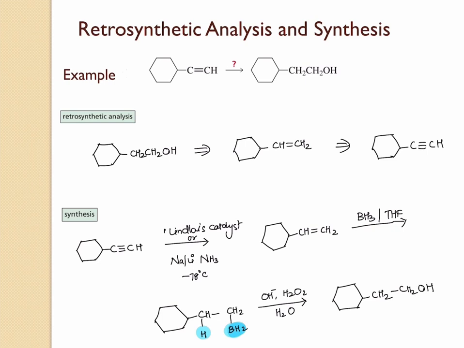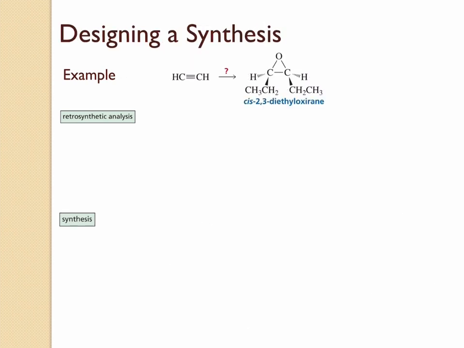So if you do an acid catalyzed hydration here in this step, it's not going to put the hydroxyl group on this terminal carbon. Instead, it's going to put the hydroxyl group on this carbon. So we cannot perform an acid catalyzed hydration of an alkene here. Instead, we have to perform the hydroboration followed by oxidation.